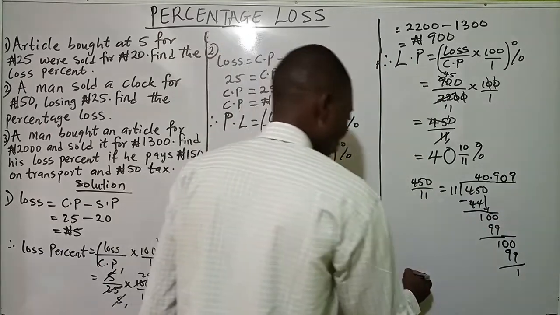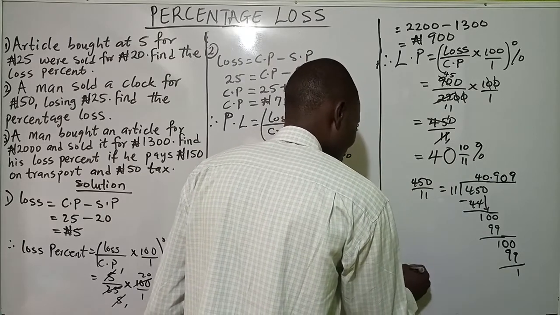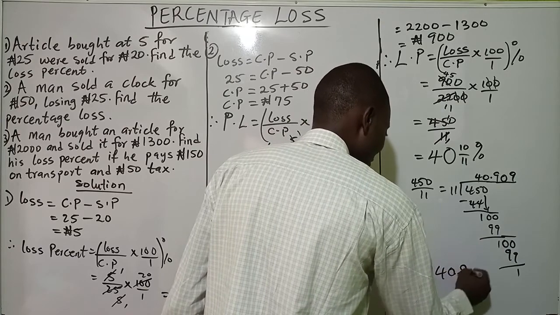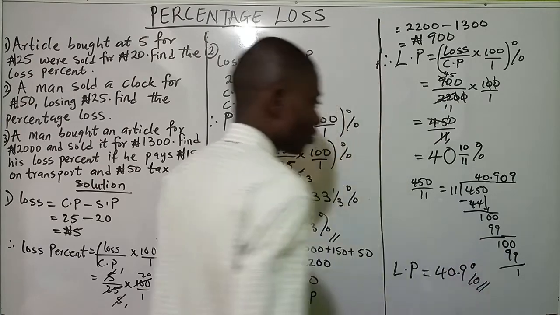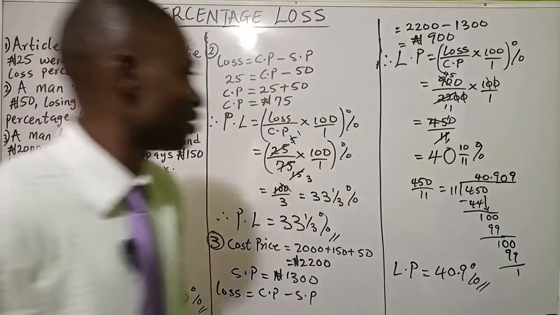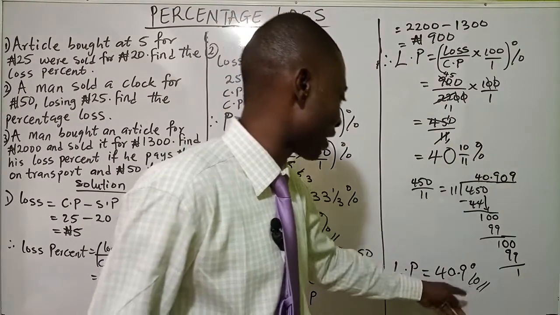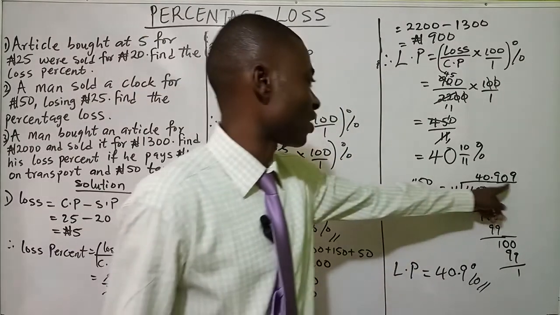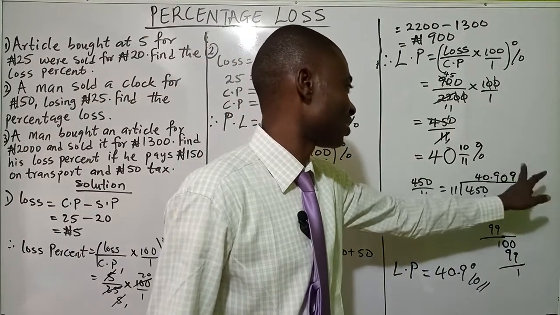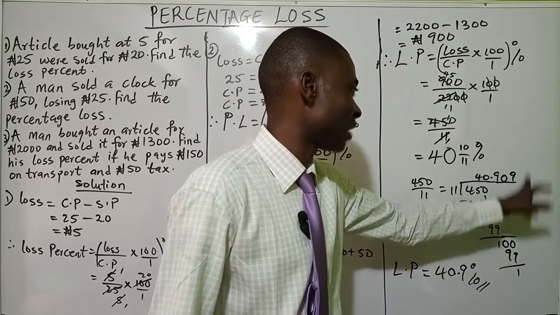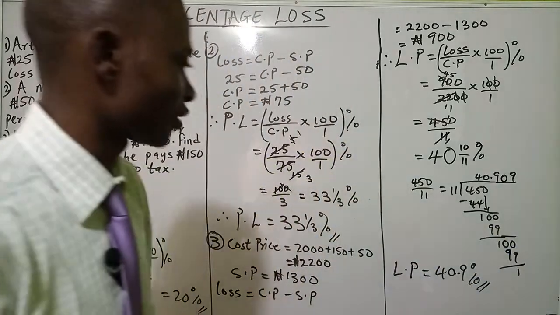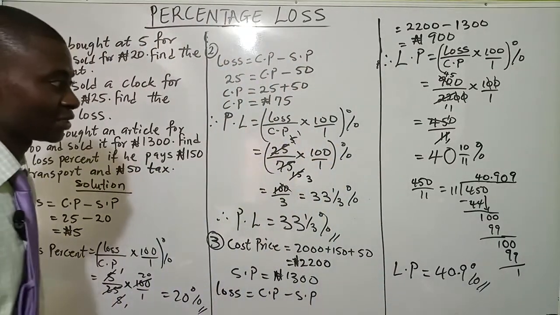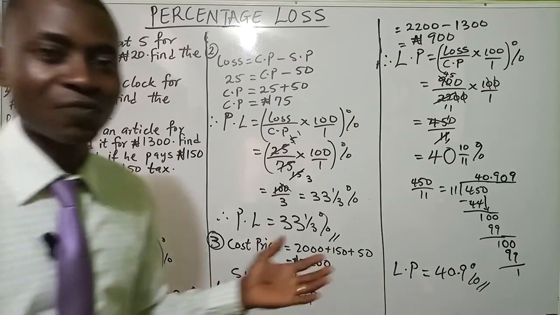So your answer can also be said: our loss percent is equal to 40.9%. And that is your answer. You can decide to leave your answer as a mixed fraction like this or in decimal like this; it is the same. You will have a repeating decimal, 90, 90, continuously like that. So give it to 1 decimal place or to 3 significant figures. It's not difficult at all.